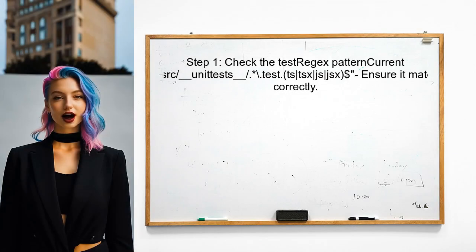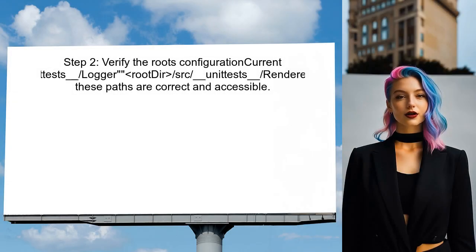To address the issue with Jest after upgrading to version 20, the user should first check the test regex pattern in the configuration file. This pattern is crucial for Jest to locate the test files correctly. Next, the user should verify the roots configuration. The roots array defines where Jest looks for test files. It's important that these paths are accurate and point to the correct directories.